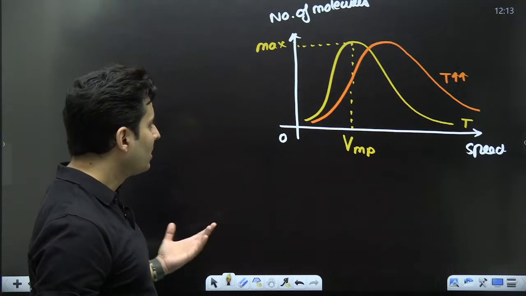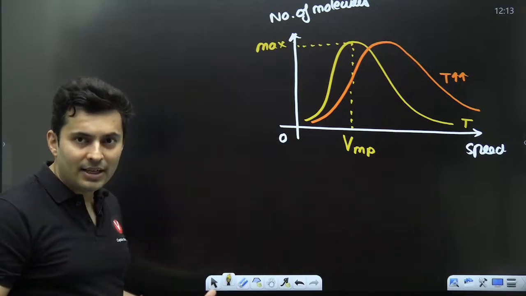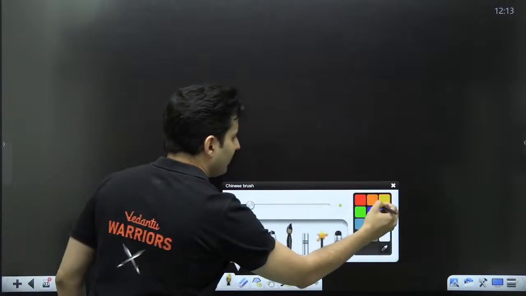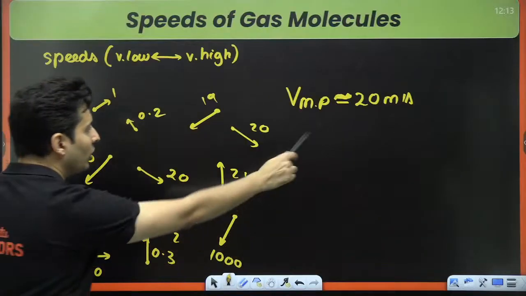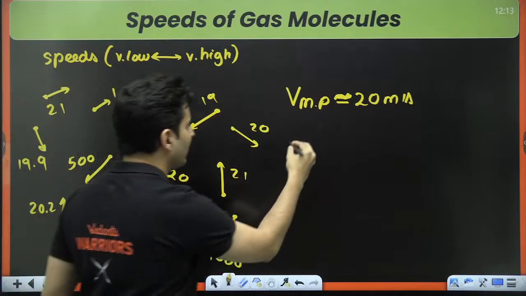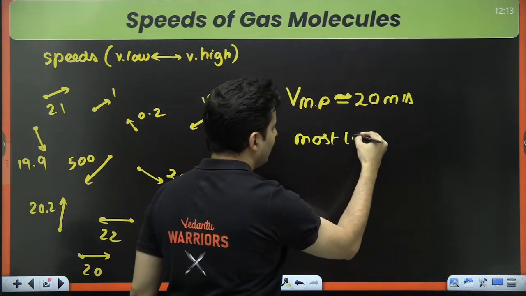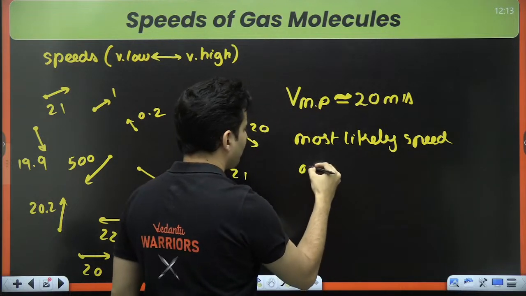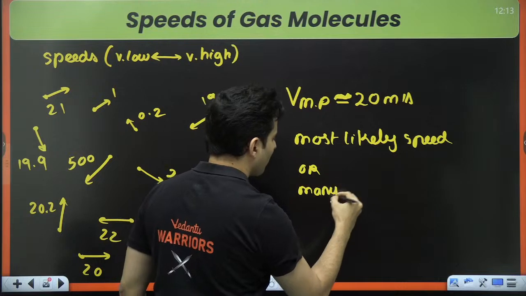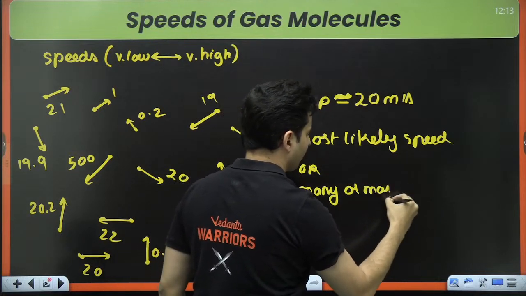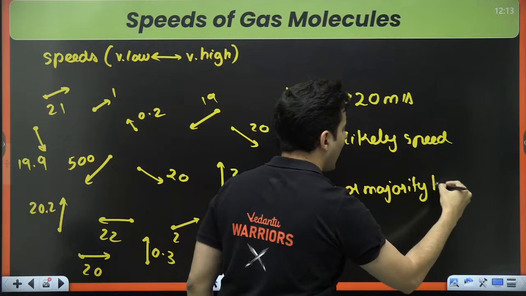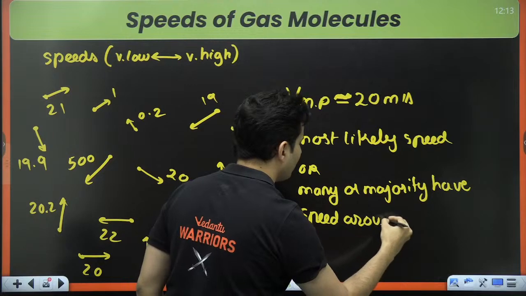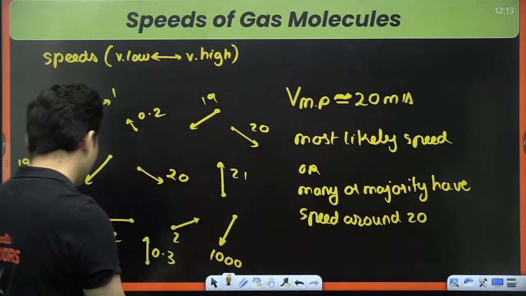So what are these most probable speeds, then average speeds and then RMS speeds? Let's talk about that as well. When I say this is most probable, that is the most likely speed. Or I can also say many molecules or the majority have a speed around this. Majority have a speed around 20 in this case.